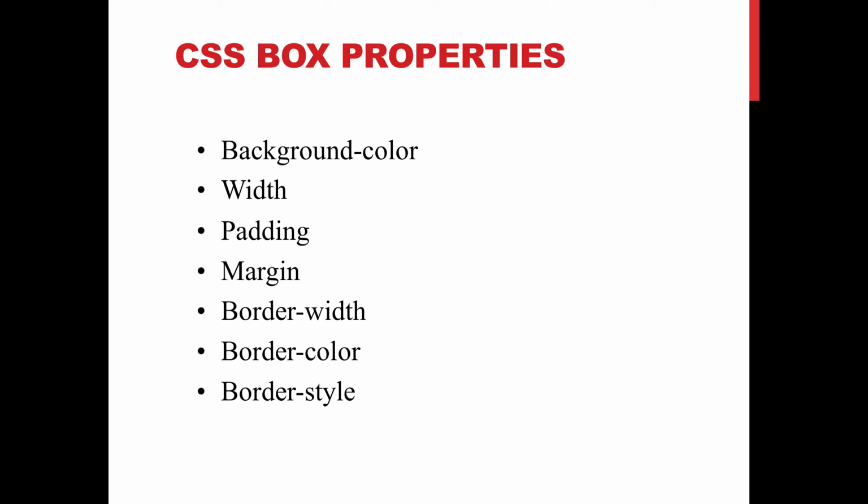Alright, so some common things that you can style within the box. You can style the background color, the width, the padding, the margin, the border width, border color, and border style. So you can do a lot with borders. I don't particularly love borders, but we're going to talk a little bit about why they might be useful. And we're going to talk through each one of these different properties individually and what you can really do with them.